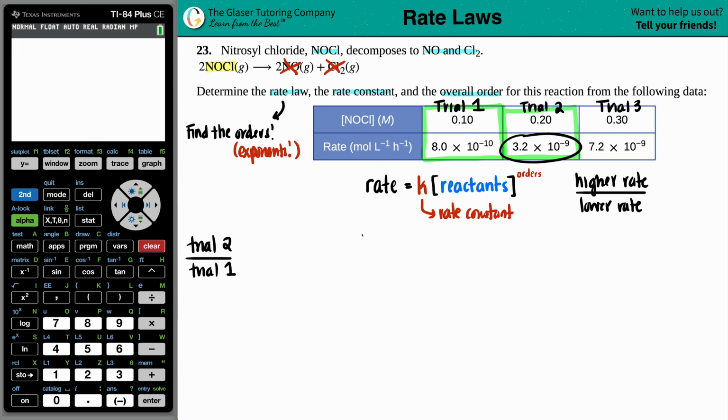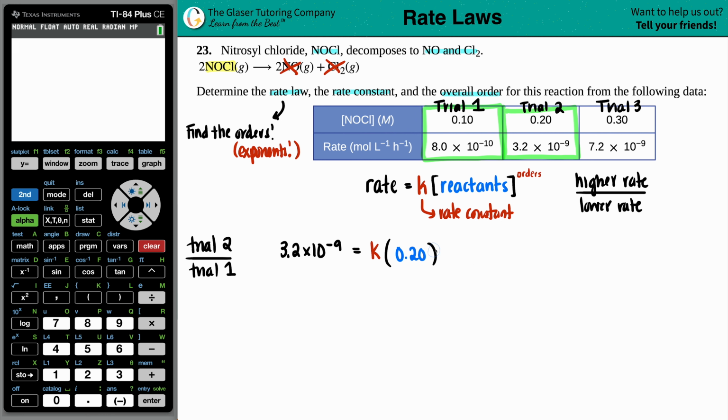Well, I know that 3.2 times 10 to the negative 9th equals the K value, and we're going to times that by the reactants. And the reactant for trial 2 is 0.20.